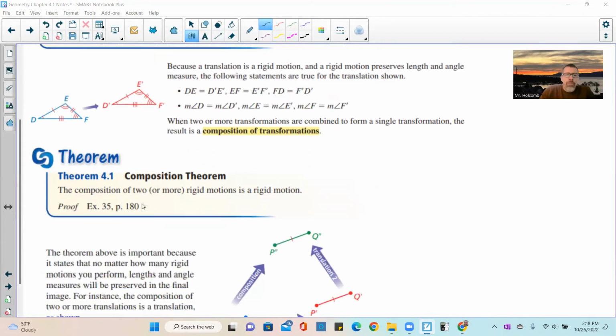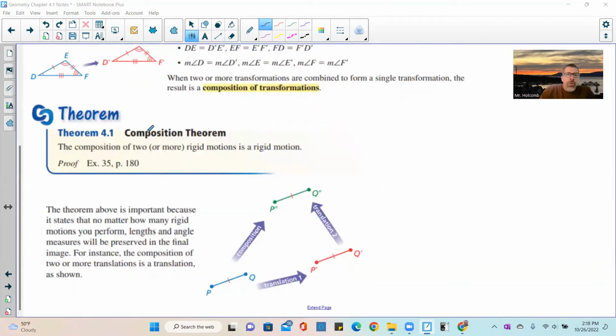of transformations. So theorem 4.1, composition theorem, says the composition of two or more rigid motions is a rigid motion. And there's a proof on page 180, example 35. The theorem above is important because it states that no matter how many rigid motions you perform, lengths and angle measures will be preserved in the final image. For instance, the composition of two or more translations is a translation, as shown.